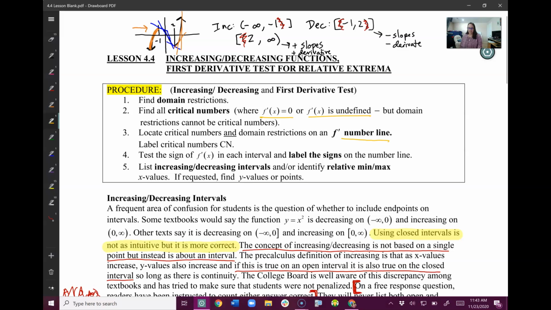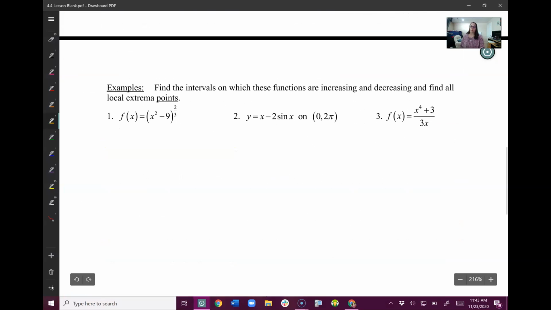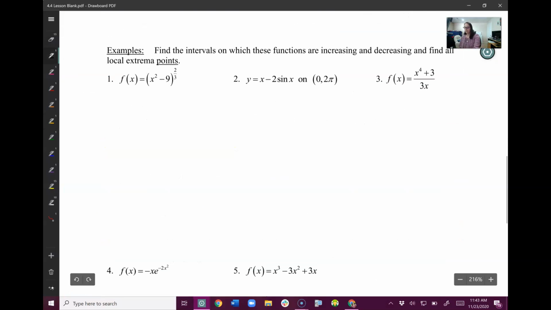We do a sign line, label the signs on our number line, and then list our answers of increasing and decreasing with brackets, not parentheses. So let's try this out on number 1. So first step, talk about any domain restrictions. We don't have any domain restrictions in number 1, so we're good to go on there.